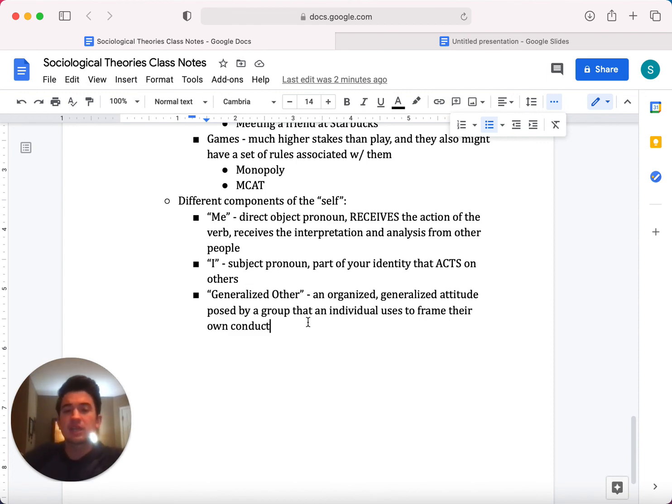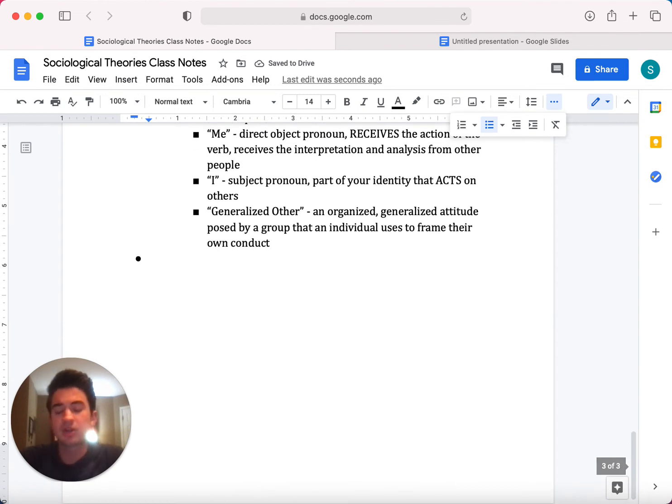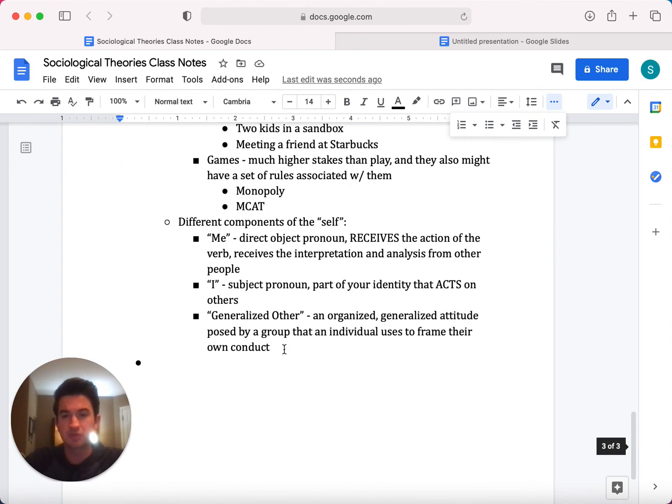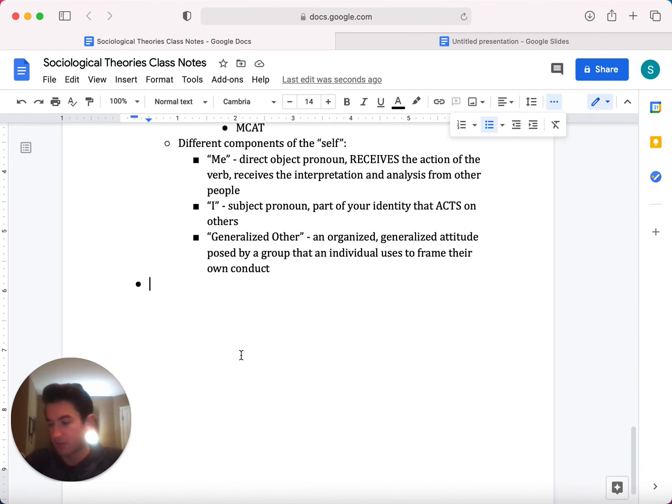So that's really all I wanted to talk about with George Herbert Mead. I know it was kind of a lot, but there is one other guy that I want to talk about with regard to symbolic interactionism. Okay, so there's one more guy here, and he's the last symbolic interactionist we're going to talk about, and his name is Erving Goffman.